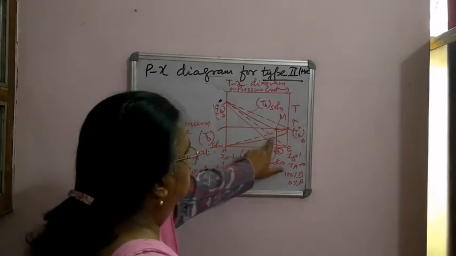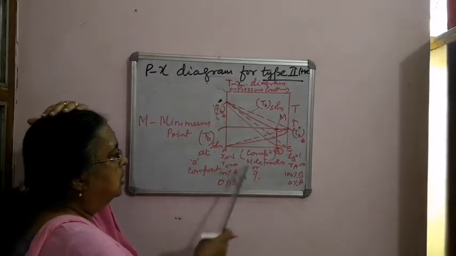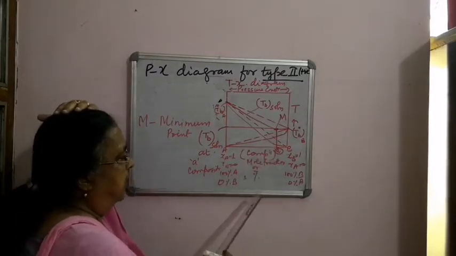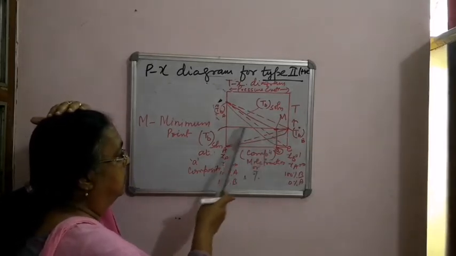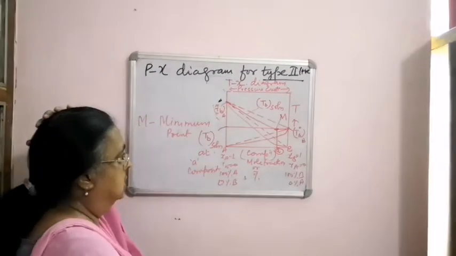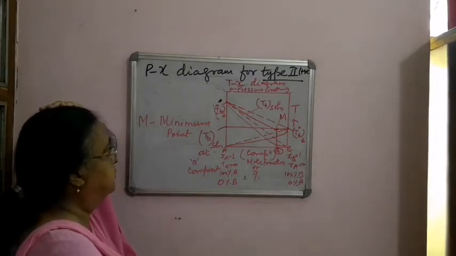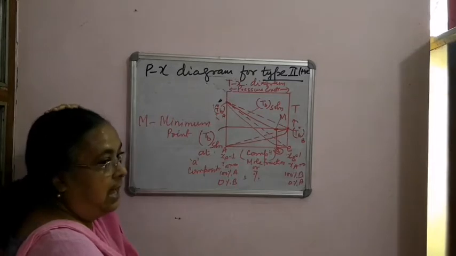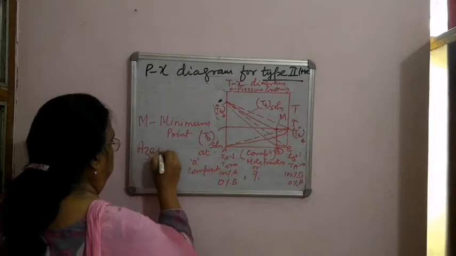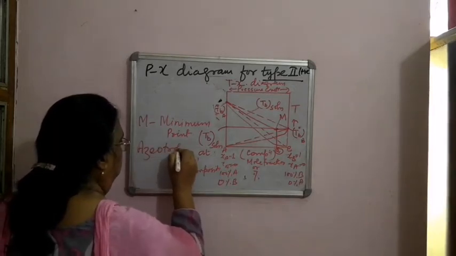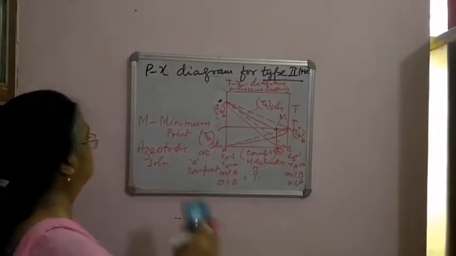At composition A the boiling point is minimum. So when this type of solution reaches a fixed composition, a fixed mole fraction or percentage of A and B, it will have a minimum boiling point. Such solutions are called minimum boiling solutions, and are also named azeotropic solutions. So this was your type 2.